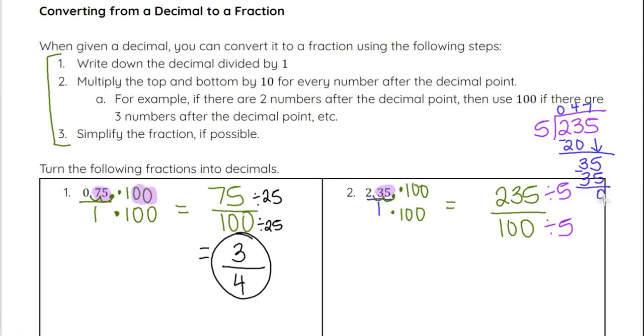Subtract and we get 0. So we've used all our numbers and the remainder is 0. So 235 is divisible by 5. We get 47 when we divide by 5. So our top is going to be 47. And then 100 divided by 5 is 20.